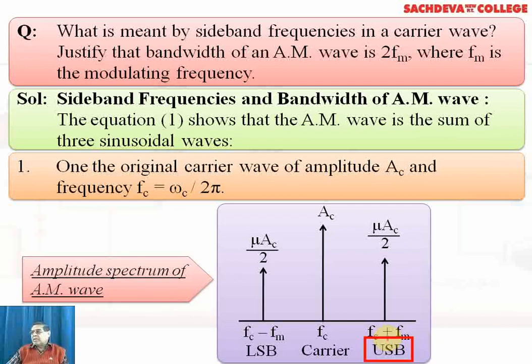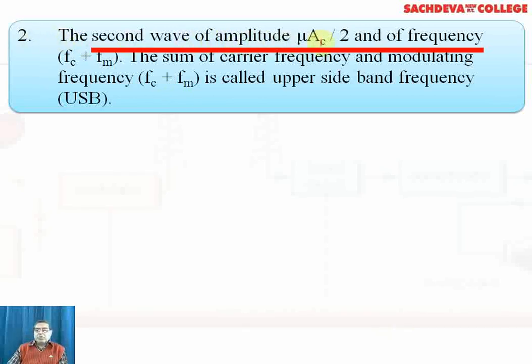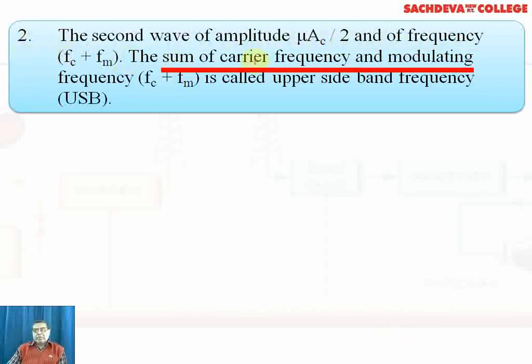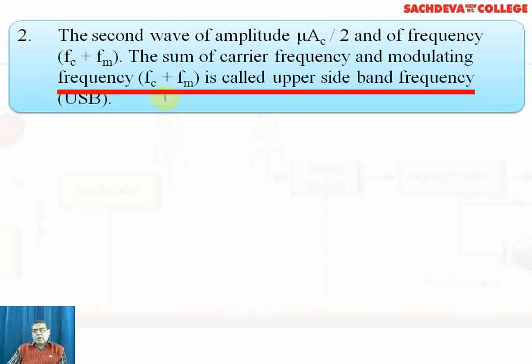Similarly, USB, the upper sideband, is given by FC plus FM, that is the carrier frequency added to the modulating frequency, and its amplitude is mu AC over 2, where mu is the modulation factor. The second wave, of amplitude mu AC over 2 and frequency FC plus FM, as shown earlier, the sum of carrier frequency and modulating frequency, is called the upper sideband frequency. I have explained this earlier. So when we speak of the upper sideband, we take into consideration the addition of the carrier frequency and the modulating frequency.